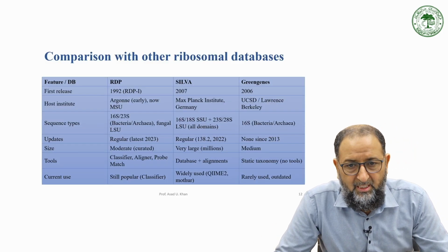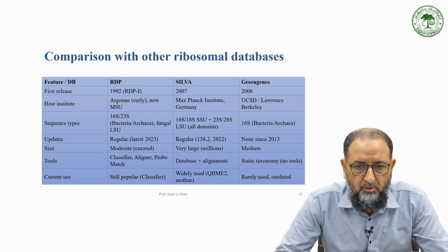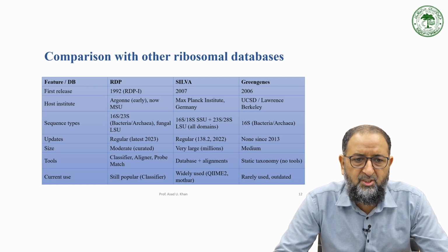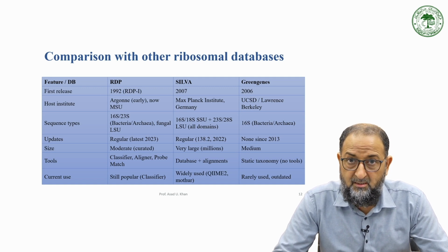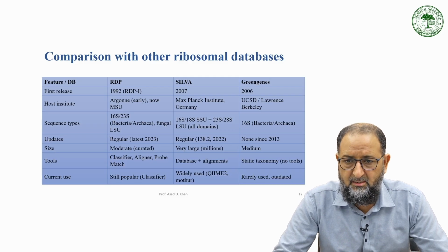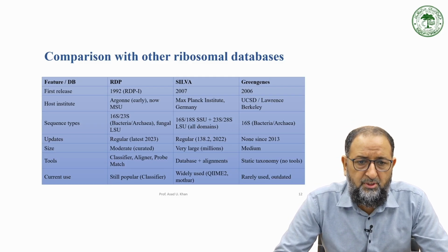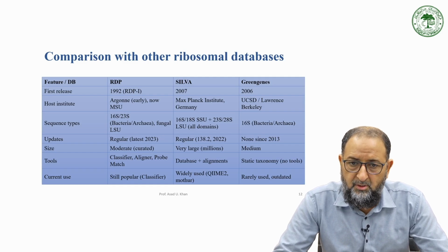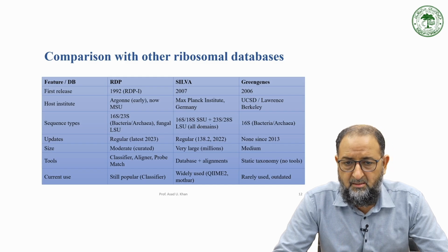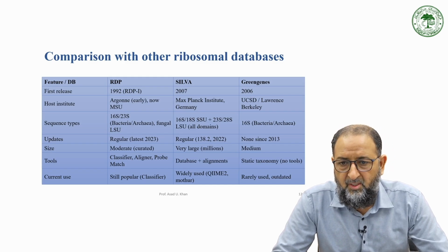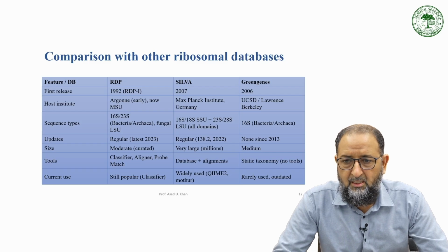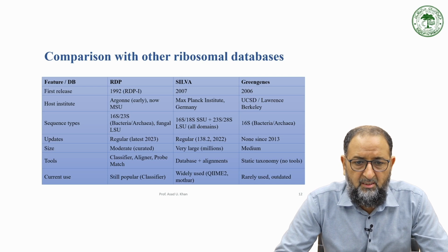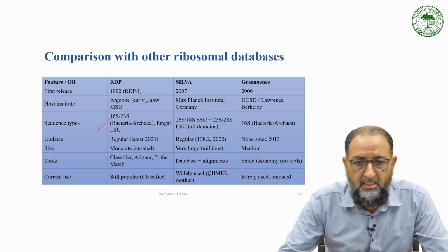Now, comparison with other ribosomal databases. For example, you have SILVA, and then you have Greengenes. These are different databases where the first release of RDP is 1992. SILVA is 2007, and Greengenes is 2006. The host institute is Argonne and now Michigan State University for RDP. SILVA is kept at the Max Planck Institute, and Greengenes is at UCSD and Lawrence Berkeley.